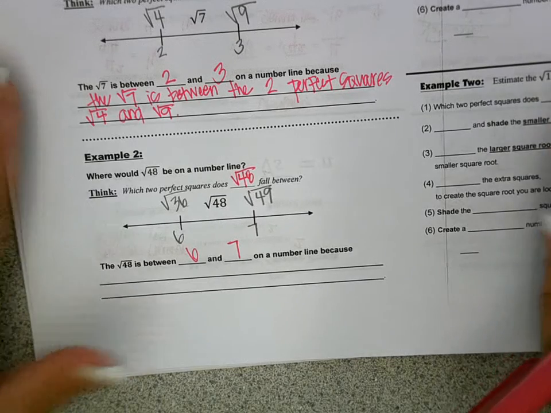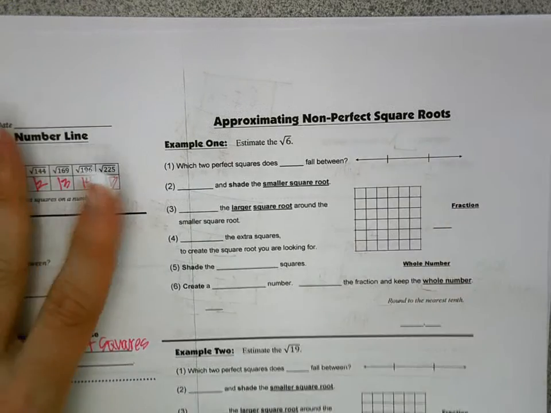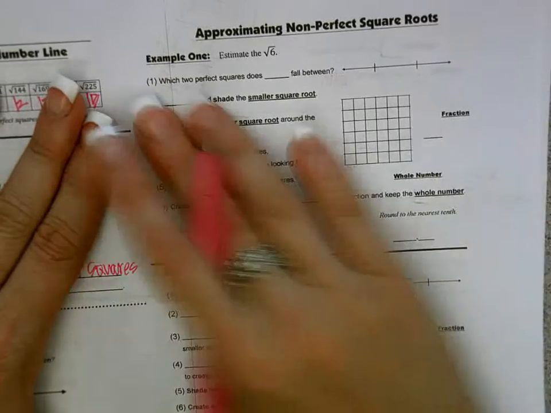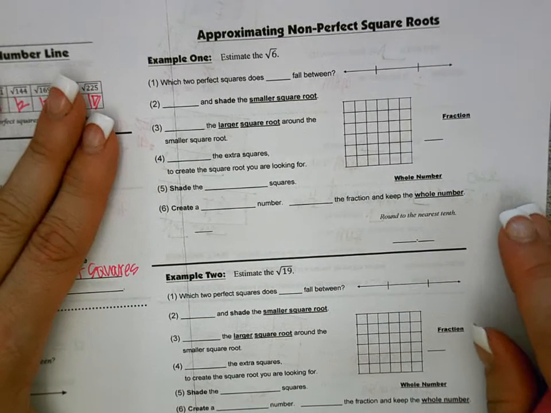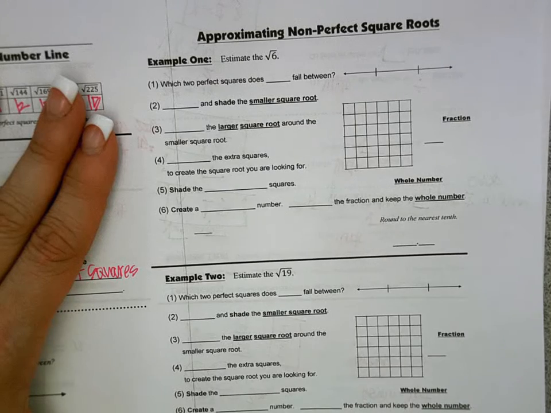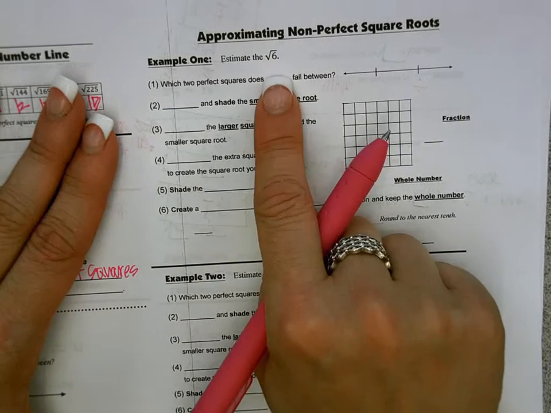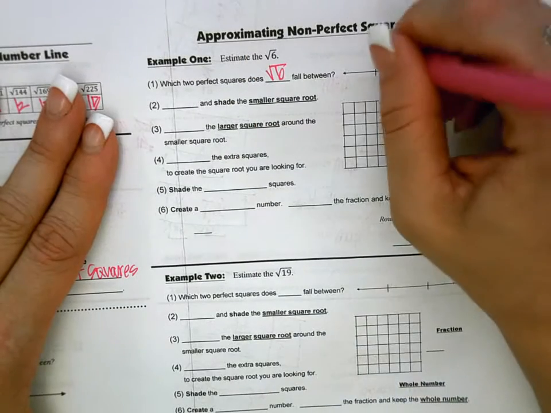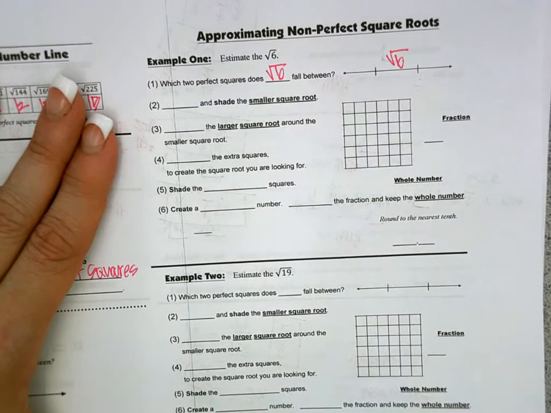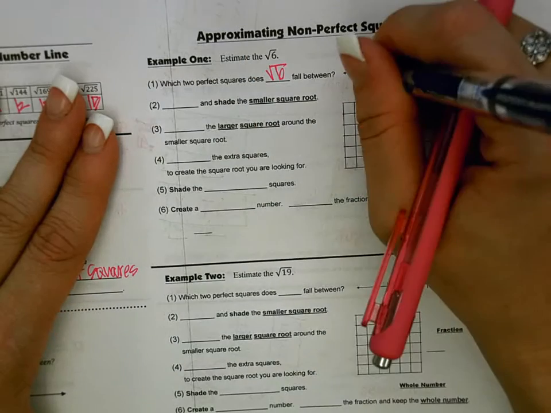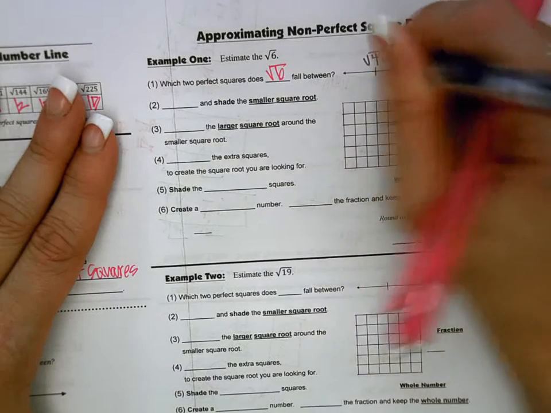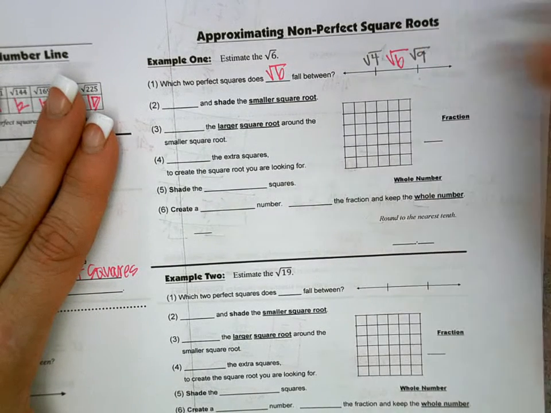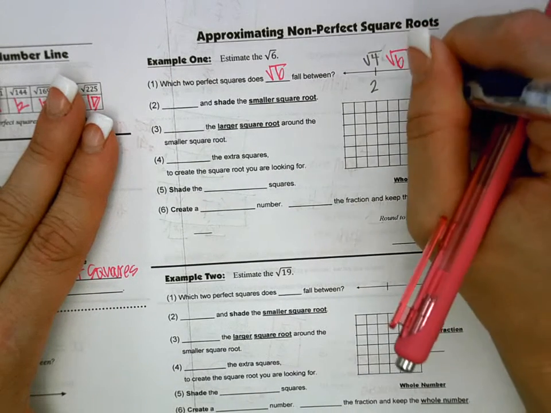Okay, next thing you need to know how to do is approximating perfect squares. This looks really complicated, but I'm going to show you guys a kind of easier way to do this. So, between which two perfect squares does root 6 fall between? Where's root 6 on a number line? In between root 4 and root 9. Okay, so in between 2 and 3.